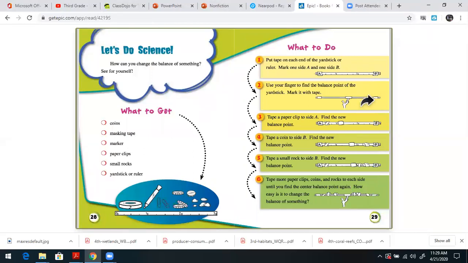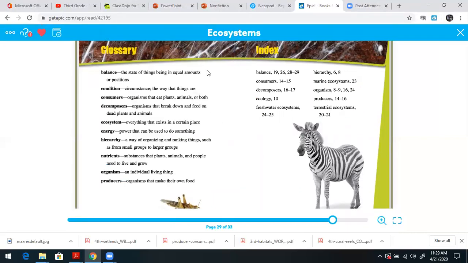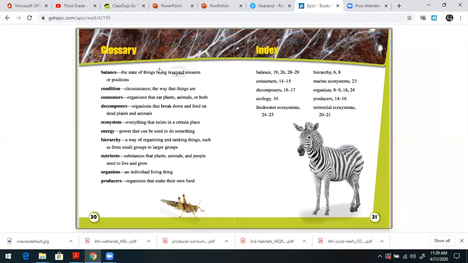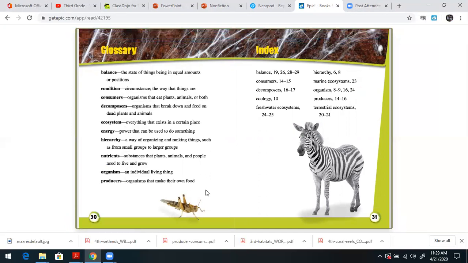All right, third grade, that is basically the book. I want to go back and let you look at this page because this is the glossary and it has all of our vocabulary words with their definitions. So don't hesitate when you read a book to go back to the glossary, because if you didn't understand what a word meant, you can go back here and look.